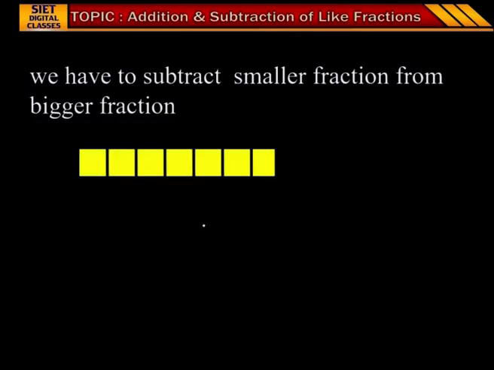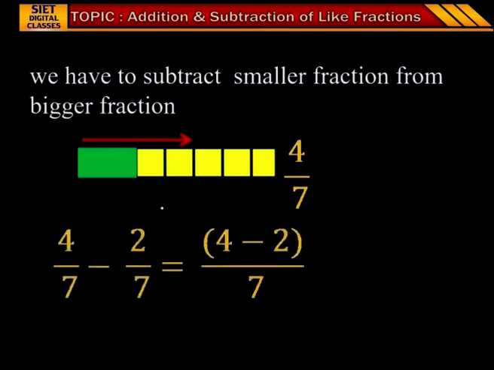See, which is bigger? 4 by 7. 4 by 7 is the bigger fraction, right? From this we have to subtract 2 by 7. That means 2 parts out of 7 we have to subtract. So, 1 part we subtracted, 1, 2, 3, 3 by 7 remained, and 1 more, that means 2 by 7 subtracted. Now, see, 4 by 7 minus 2 by 7. How much are we getting? 4 minus 2 by 7. So, this is 2 by 7 now. The resultant fraction is 2 by 7.